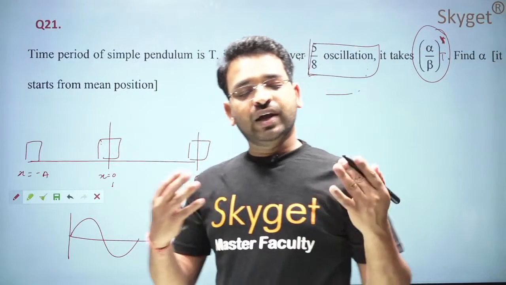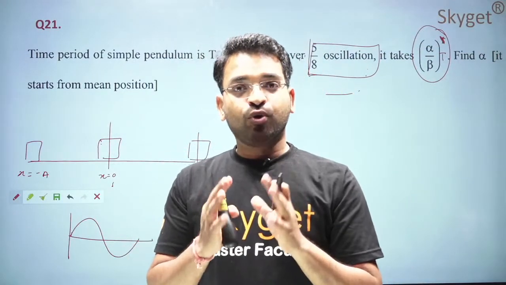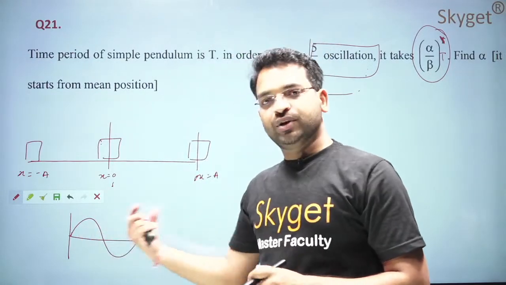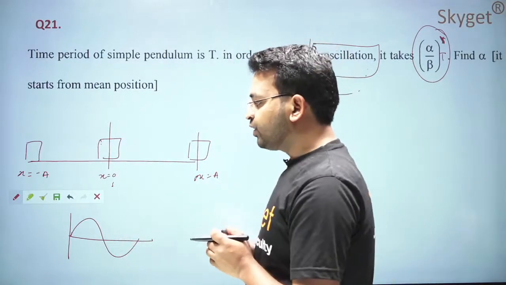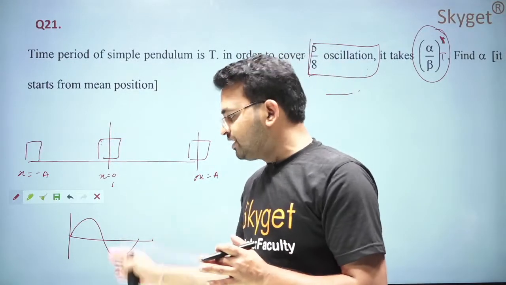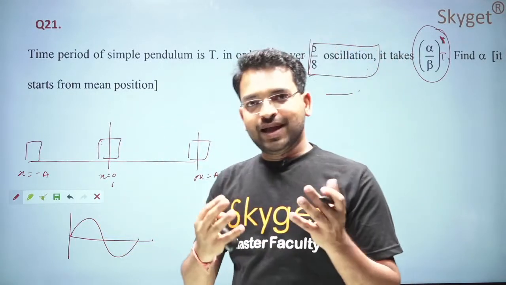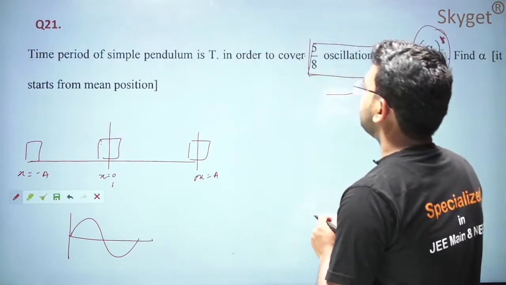So tell me guys, is 5/8 more than 1 or less than 1? If you say 5/8 is less than 1, it means we're talking about something here only. Some oscillation is happening, the oscillation has not completed, right? So we are going to understand how much time it will take to complete the 5/8, and that we have to equate with this equation to get your answer. Okay, so now see very carefully. Let's see what it means.